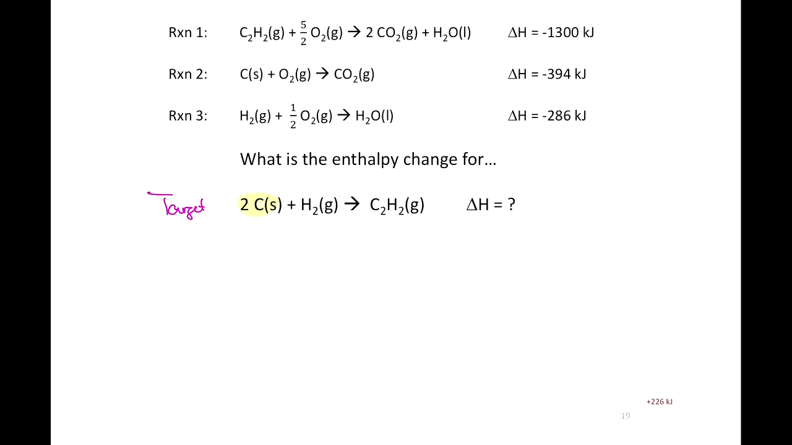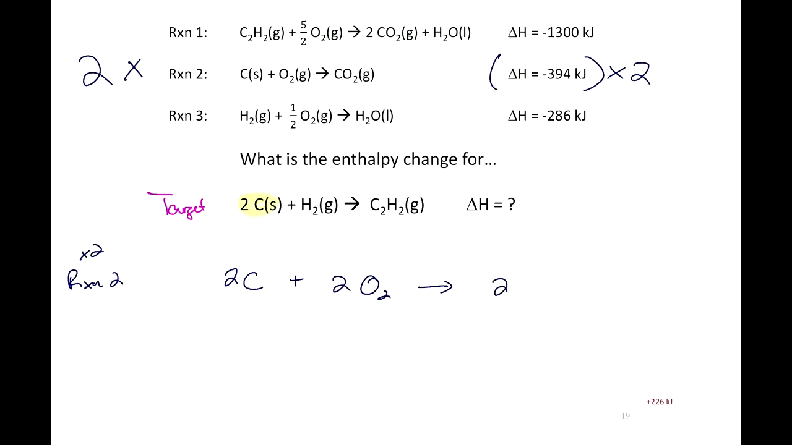Reaction 2. So then I ask myself, is carbon in the right place? Yes, but is it in the right number? No. What am I going to do? I need to double it. So that means I also need to double delta H. All right, so I'll just do that. So this is reaction 2 that's doubled. So 2 carbons, I'm going to drop the states. 2 oxygens give us 2 CO2s, and then the new delta H is negative 394 times 2. That's the new delta H.